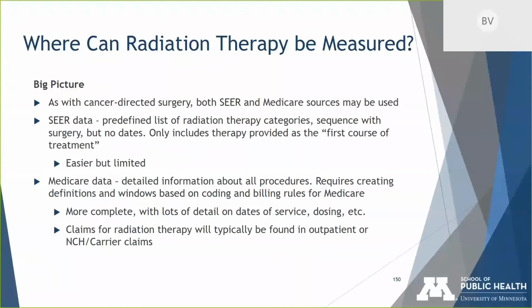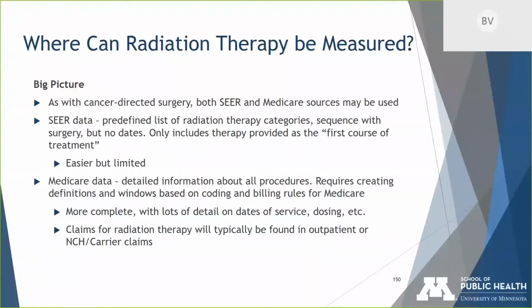And again, it only includes therapy provided as the first course of treatment. So overall, it's easier. You have more of a high-level measure, but it is more limited and may not capture all of the radiation therapy that was provided to that individual.